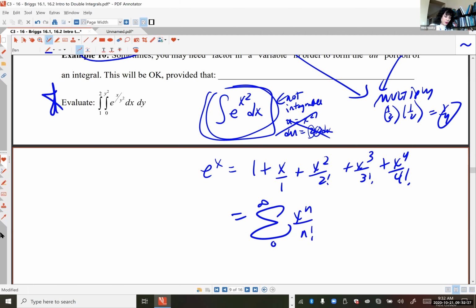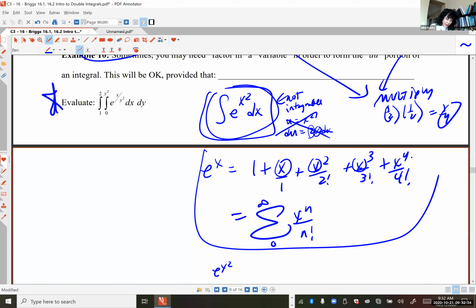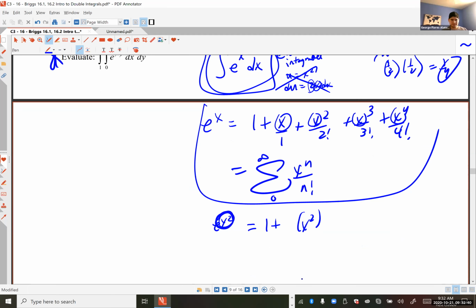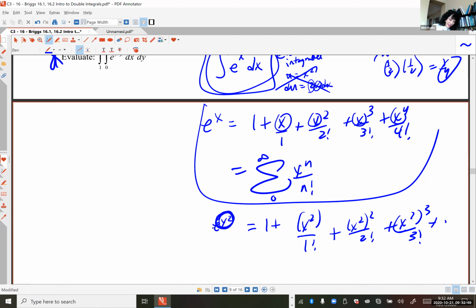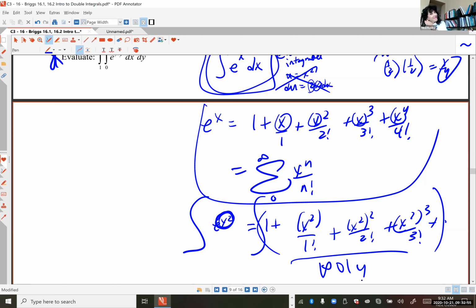just to see if you forgot everything you learned in Calc 2. So what we ended up doing is if e to the x is this, e to the x squared is everywhere you see an x, you replace it with x squared. And then what? Now you integrate this. And this, because it's a polynomial, you can integrate it. That's the whole point. Okay?